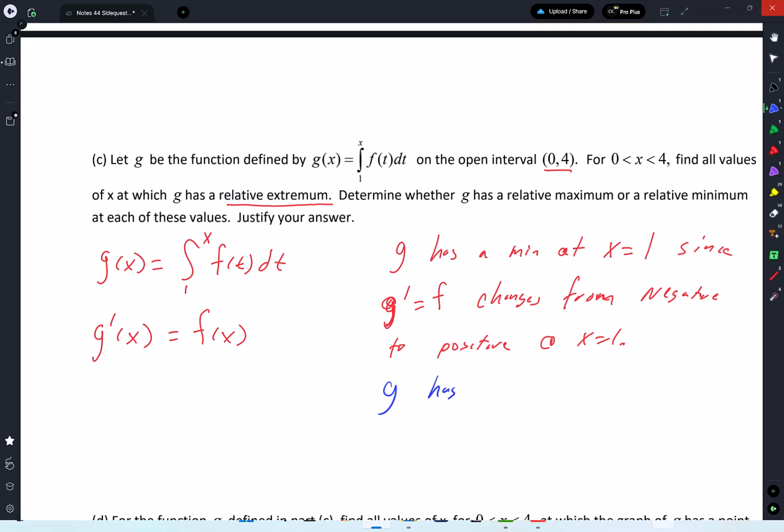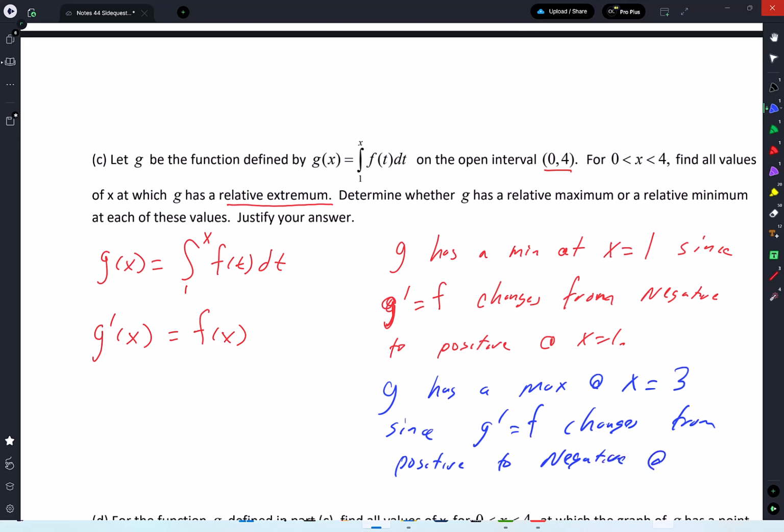g has a max at x equals, and I want to say it was 3, right? Since g prime, which equals f, changes from positive to negative at x equals 3. Say it again. There it is. g has a max at x equals 3 since g prime, which equals f, changes from positive to negative at x equals 3. How are we feeling right now, guys? We're almost done.